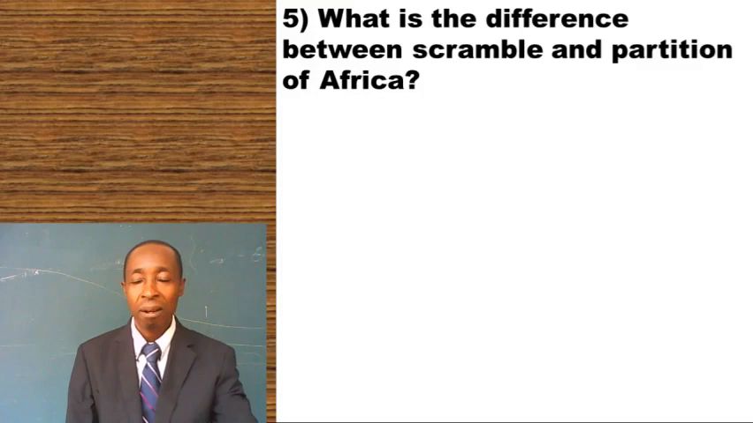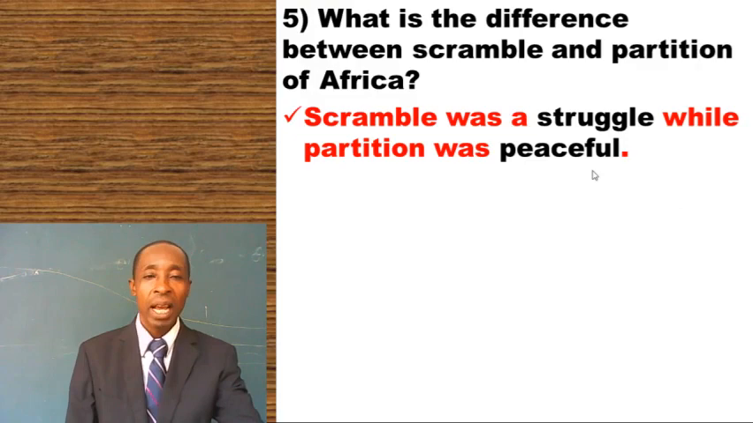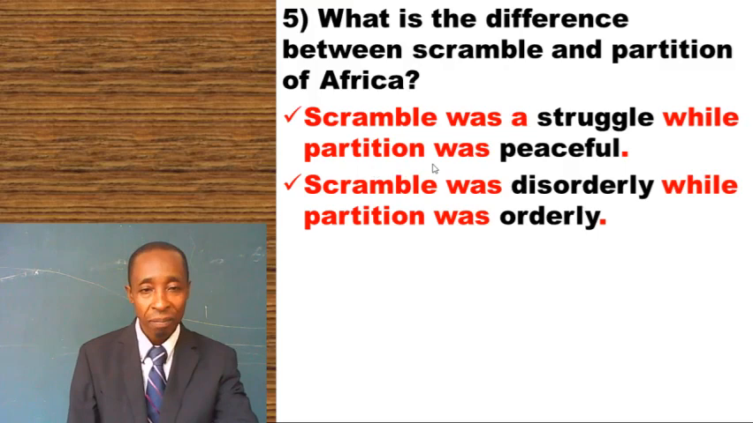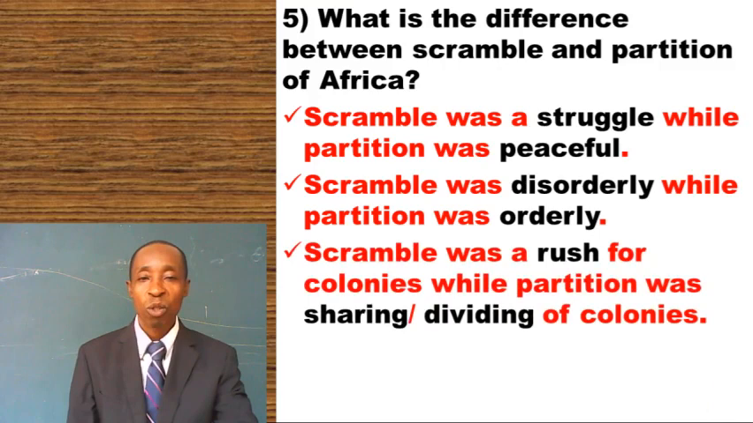Scramble was a struggle, while partition was peaceful. Here we have put the words struggle and peaceful in a different color, meaning they help us in understanding the gist of the matter. Also, scramble was disorderly, while partition was orderly. Equally, here we have disorderly and orderly underlined and in a different color. Also, scramble was a rush for colonies, while partition was sharing or dividing of colonies.